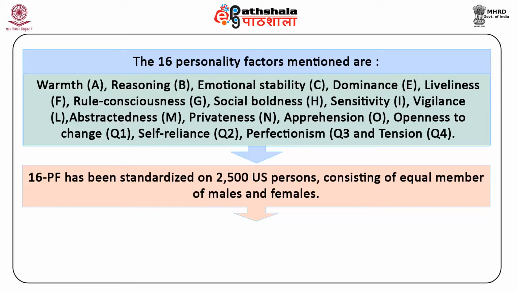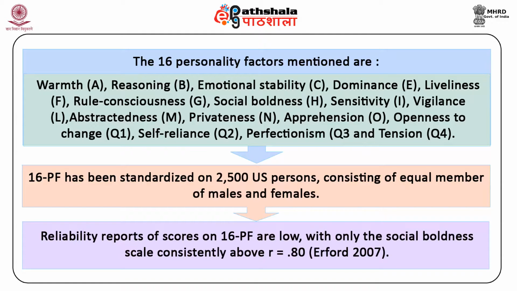16PF has been standardized on 2,500 US persons consisting of equal number of males and females. Reliability reports of scores on 16PF are low, with only the social boldness scale consistently above r equal to 0.80. Clinicians should be cautious while using 16PF with high school graduates and persons above 65 years of age because they were underrepresented in the normative sample.